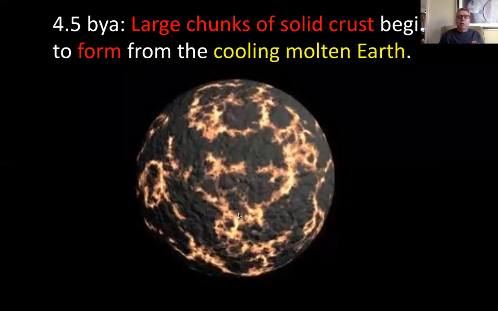And then about 100 million years later, the large chunks of the crust began to form. I'm sorry, I keep having to remember which one the yellow is, cause. So the cause is the cooling of the Earth. And then the effect is the formation of the solid crust, right? So cooling is the cause. I'm sorry about that. And then the crust forming is the effect.